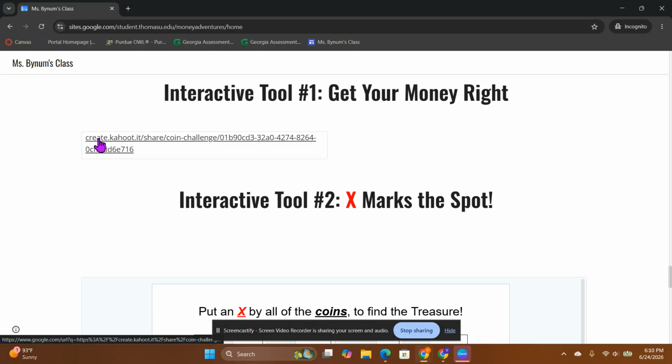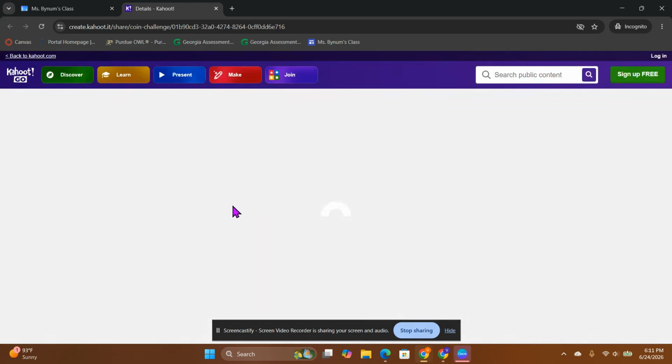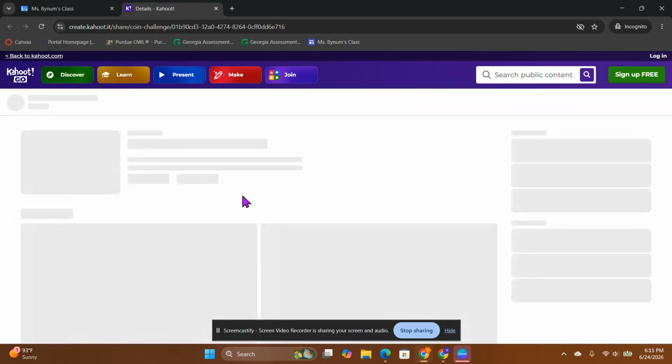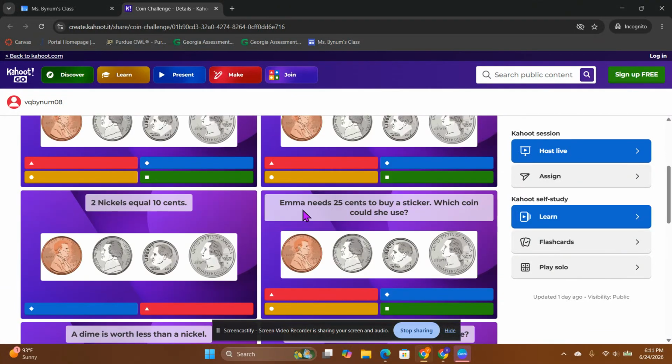identifying coins. This is another tool, the gamification tool, doing the same exact thing. It's going to ask them questions about coins, and it's also going to get into comparing, which one is more, which one is less. And this Kahoot builds on the next two tools that'll come up as soon as this loads. Yes, it's asking them, Emma needs 25 cents. What coin would she use? This builds on the next tools.